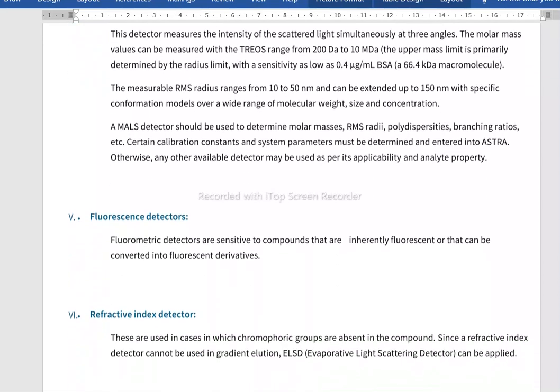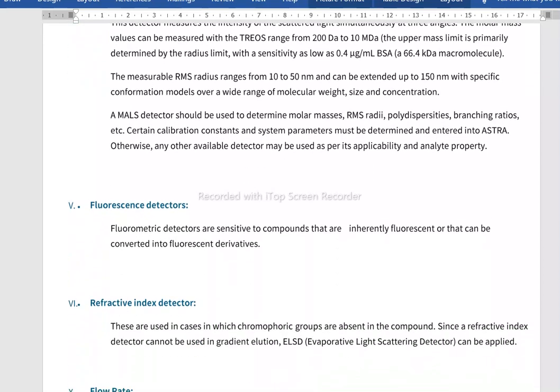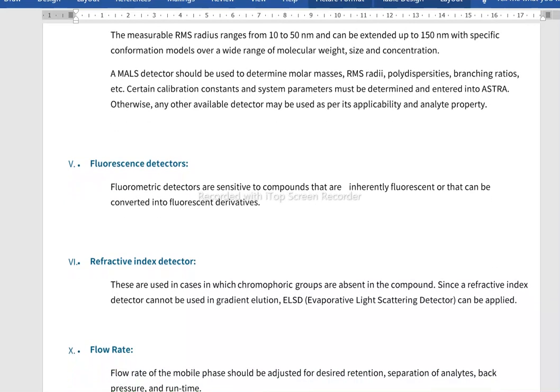The fourth one is the fluorescence detector. Fluorescence detectors are sensitive to compounds that are inherently fluorescent or that can be converted into a fluorescent derivative. Refractive index detector. These are used in cases in which chromophoric groups are absent in the compound. Since a refractive index detector cannot be used in gradient elution, an evaporative light scattering detector can be applied. So the RI detector is also called the universal detector.